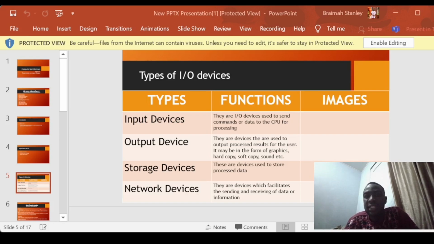Storage devices are devices that either temporarily or permanently hold information. They can be either internal or external to the computer system. Network devices are devices that are used to communicate between the computer and other devices over a network.